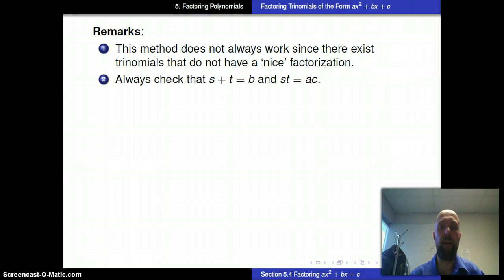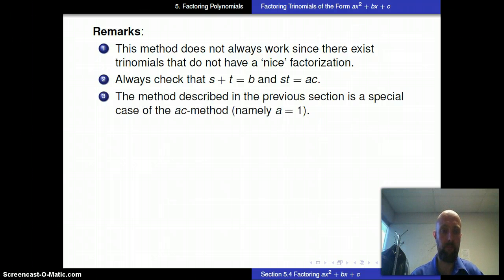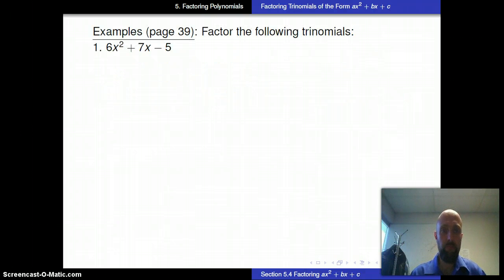Always check that s plus t is b and s times t is ac. Finally, the method described in the previous section is a special case of the AC method, namely where a is equal to 1. Let's illustrate this with some examples on page 39.